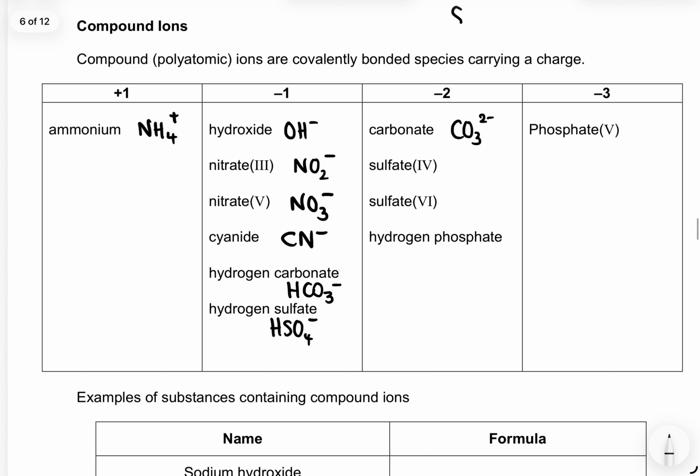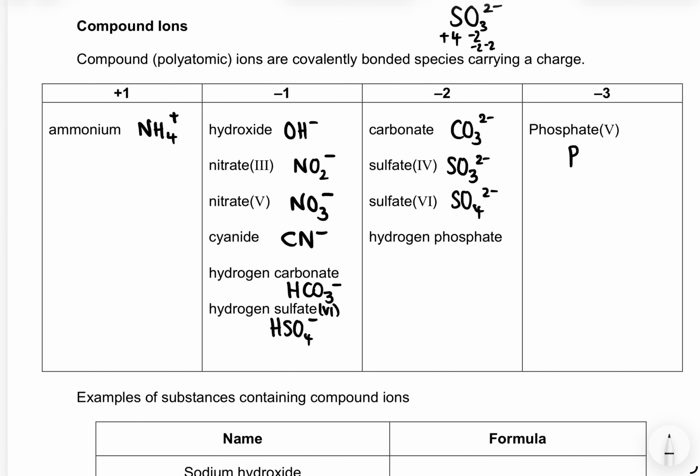Sulfate 4, a bit like the nitrates, sulfates are always -2. If this sulfur is +4, how many oxygens would make you go from 4 to -2? Well, we need to subtract 6, which is 3 lots of 2. So sulfate 4 is SO3 2-, whereas sulfate 6 is the one you're more familiar with, SO4 2-. So technically we should have put a little 6 after this, hydrogen sulfate 6.